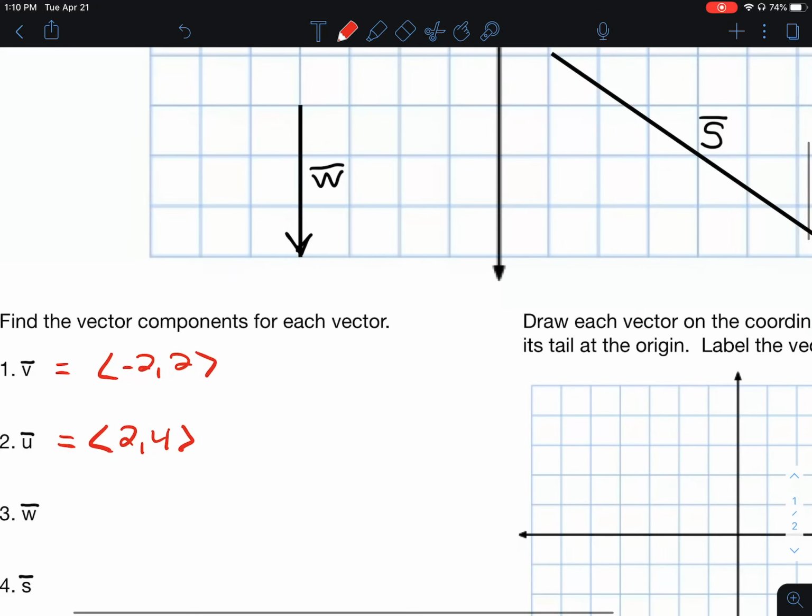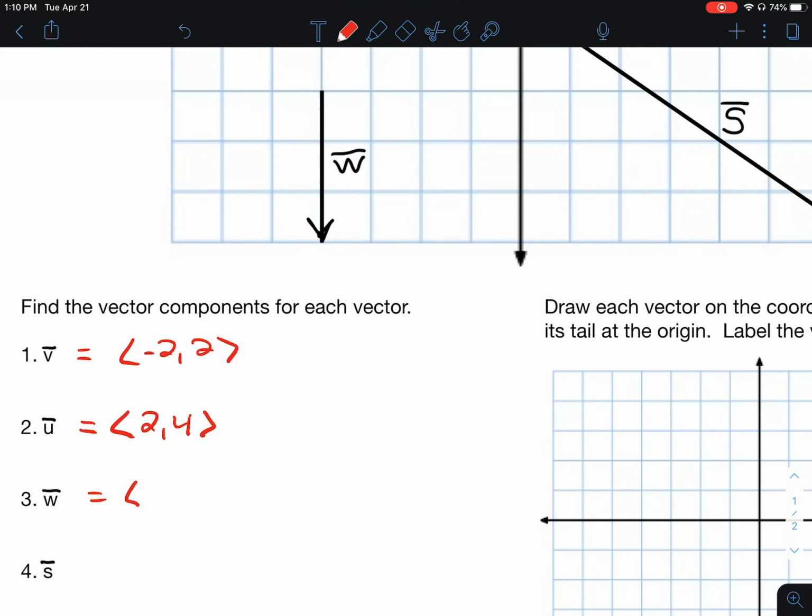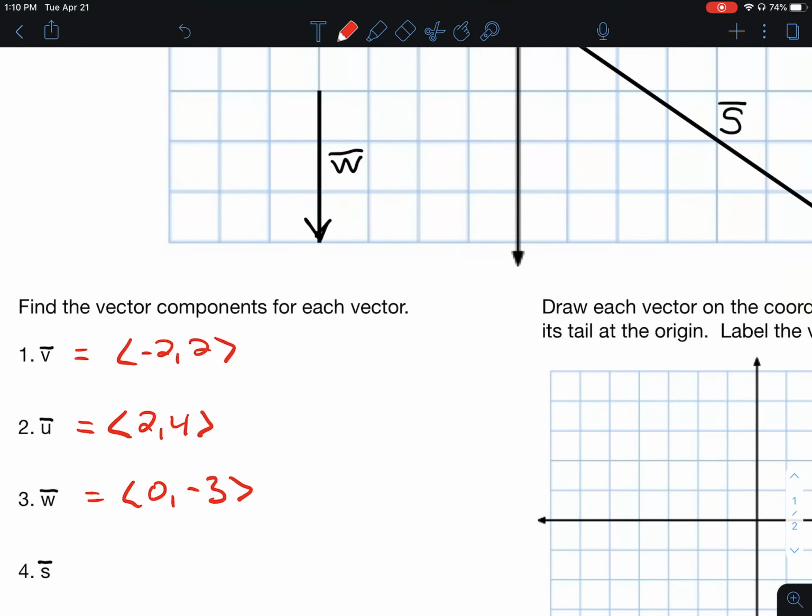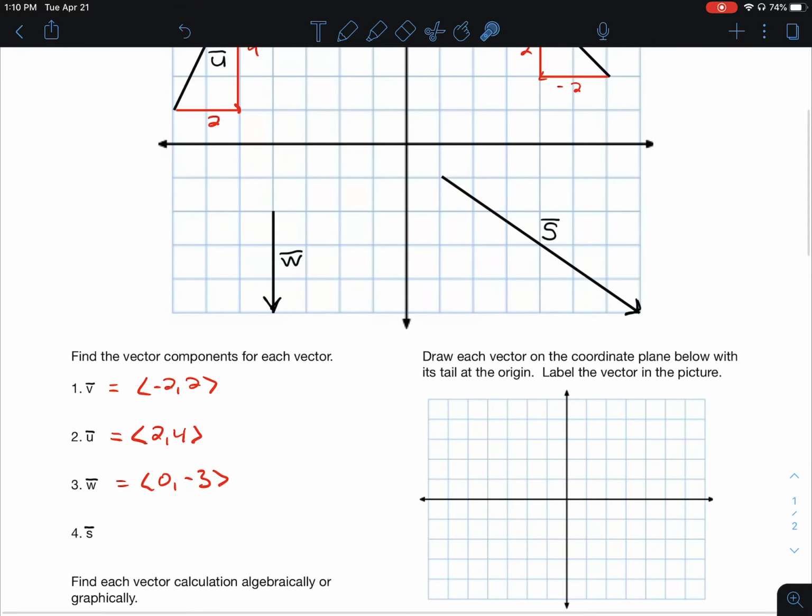Vector w goes left or right 0, and it goes down 3. Vector s is going to the right 1, 2, 3, 4, 5, 6. Right's positive, and it's going down 1, 2, 3, 4. Done.